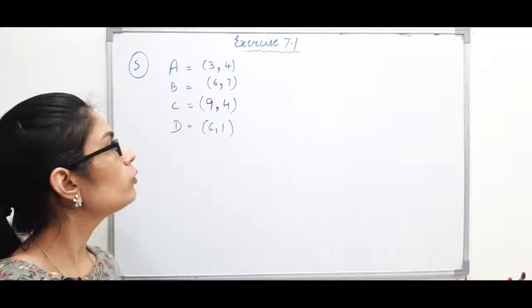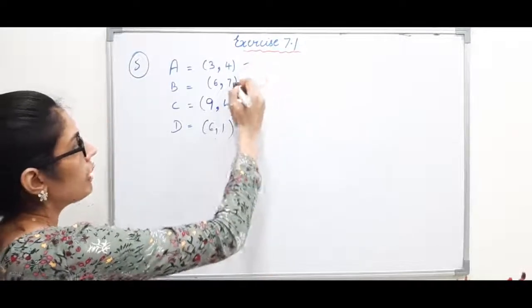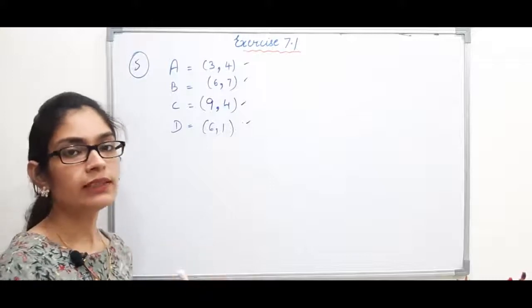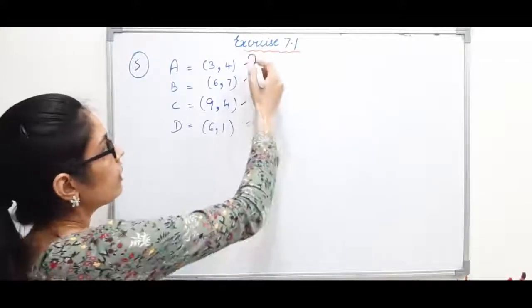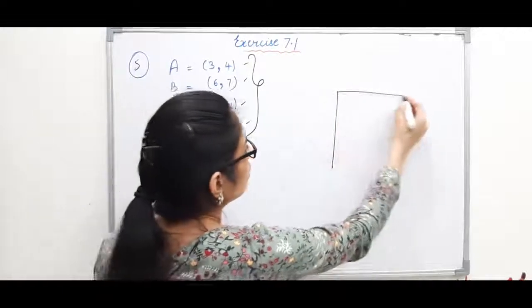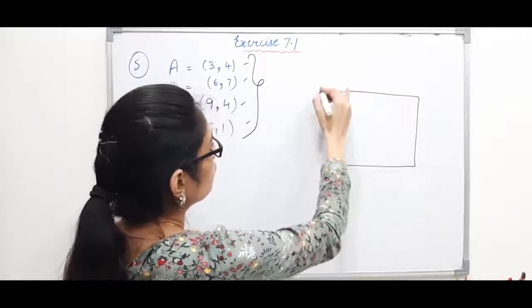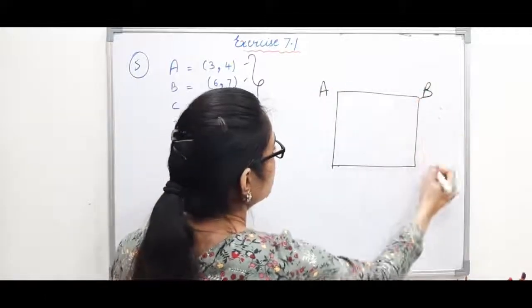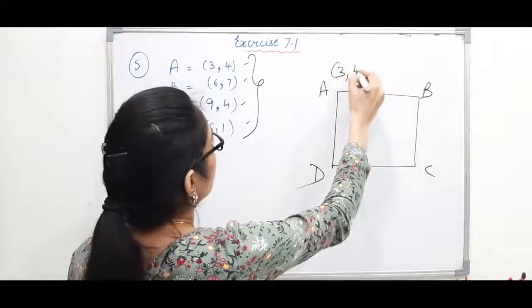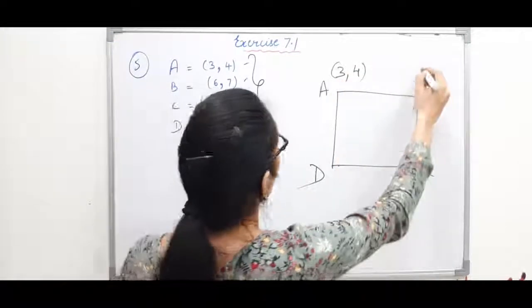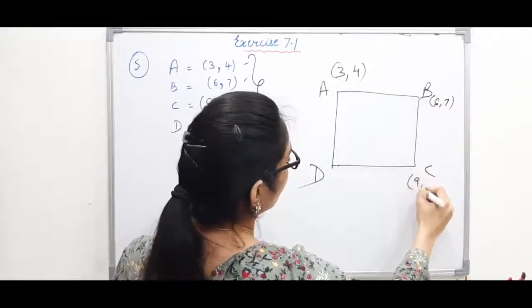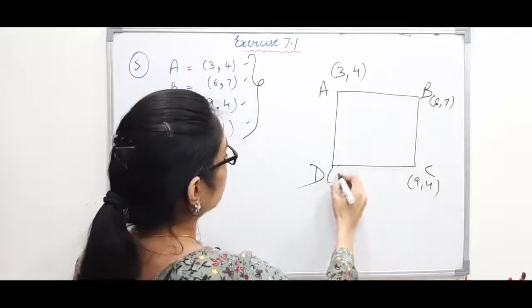So I have already shown you the coordinates of A, B, C and D points. Now the 4 friends are discussing whether these are the coordinates of a square or not. So this is a square. These are the points A, B, C and D. I will write the coordinates of A, which is 3 and 4, B 6, 7, C is 9, 4 and D 6, 1.